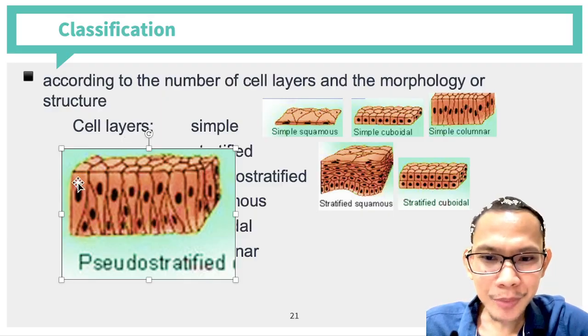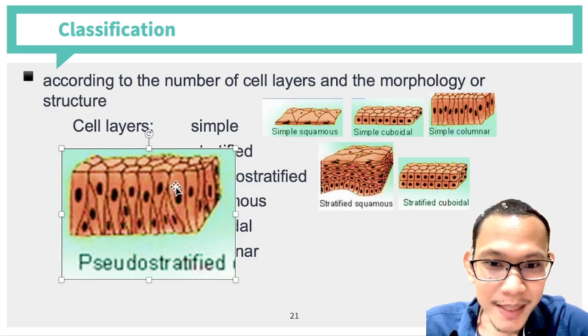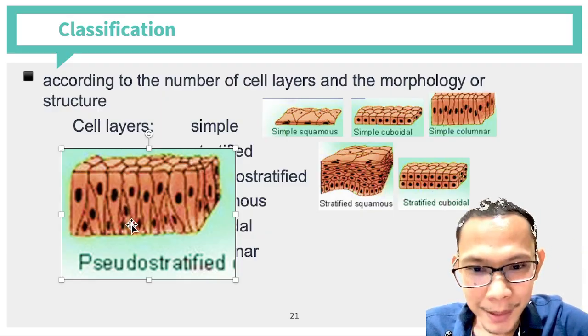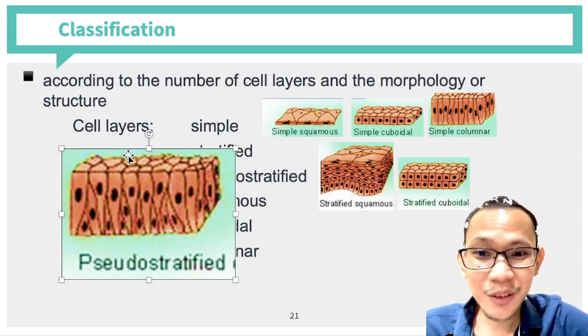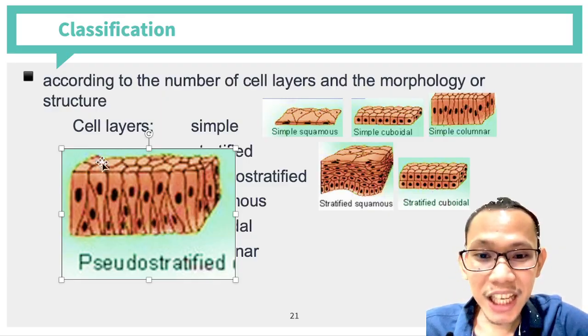Tingnan natin. This cell, naka-attach ba siya? Naka-abot ba siya sa apical surface? Yes, naka-attach. Itong cell na to, malaki, naka-attach siya. Of course, kitang-kita na nandito na siya. Now, question. Itong mga maliit na nasa ilalim, naka-abot ba siya sa apical surface? Hindi. Tingnan nyo, hindi siya naka-attach sa ating apical membrane, apical surface.